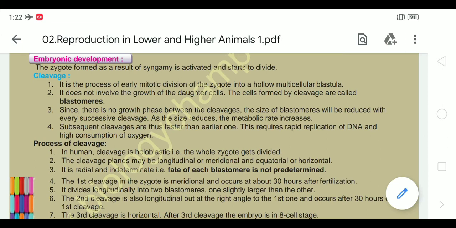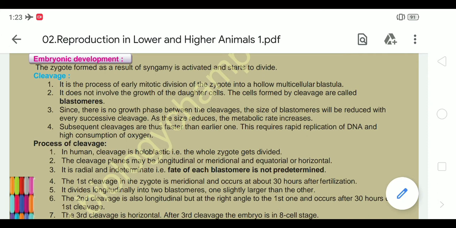Hello students, today we are going to start with the next part of reproduction in lower and higher animals. Subtopic 2.6, page 33: embryonic development. Zygote is formed as a result of syngamy and is activated to divide, which starts dividing and forms an embryo. So that is a journey from a single cell zygote to an embryo, then to fetus, that we are going to study in this subtopic.